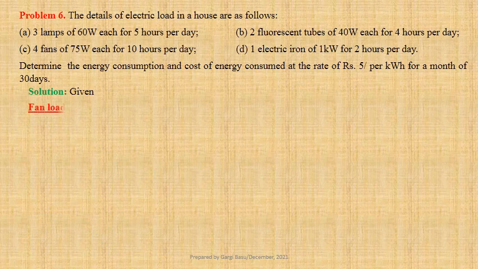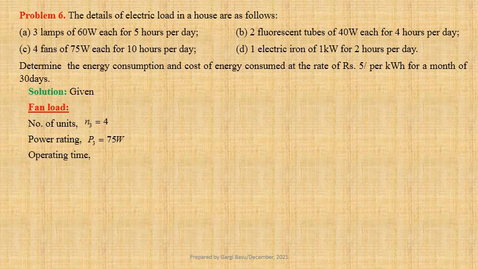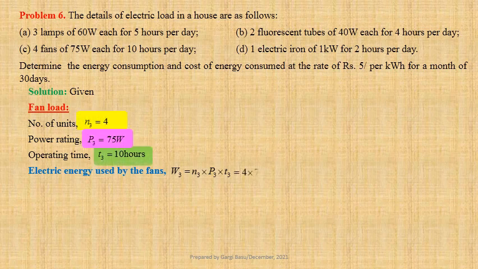For fan load, given number of units N3 equals 4, power rating P3 equals 75 watts, and operating time T3 equals 10 hours. Now we shall calculate electric energy used by the fans. W3 equals N3 into P3 into T3. Using values we get 4 into 75 into 10, that is equal to 3000 watt hours.